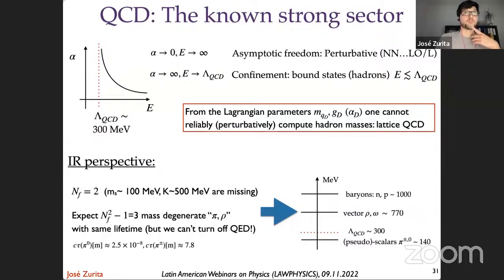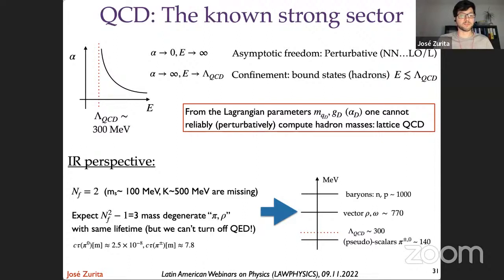Now, the difficulty from a particle physics perspective is that most people who do new physics at colliders are used to computing observables from the Lagrangian parameters. And right now we cannot. We cannot compute the hadron masses or anything like that, because the theory is strongly interacting and you need non-perturbative methods such as lattice. But you can make some statements from the infrared perspective.